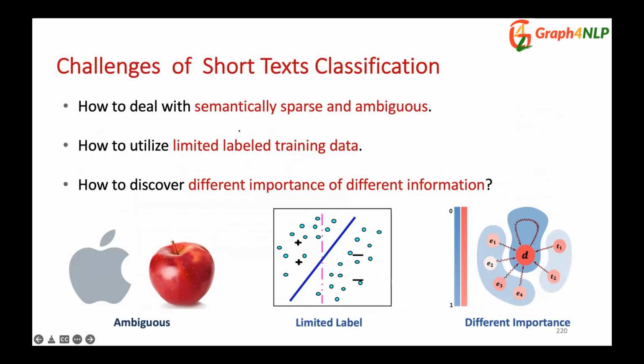For short text classification, we have several key challenges. The first is how to deal with semantically sparse and ambiguous text. Because the text is short, you don't have enough content to describe the semantic information. Second, how to utilize limited labeled training data. Let's say you have a large number of unlabeled short texts, and only a small amount of them have labels. And third, how to discover the different importance of different information. If you augment the short text with different information, how can you balance the importance of different information to get a better representation of the short text?